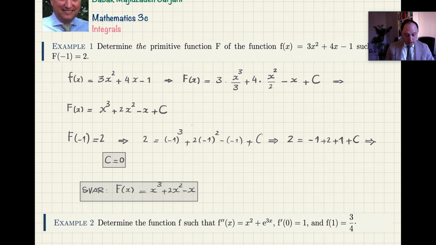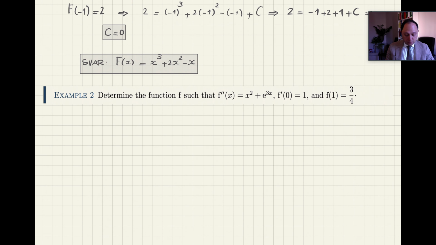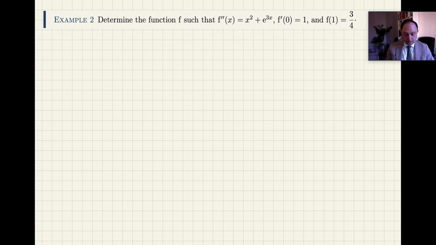Good. Let me solve a little bit better problem here. So determine the function little f so that its second derivative is equal to this function, its first derivative at 0 is 1, and the value of the function itself at 1 is equal to 3/4.